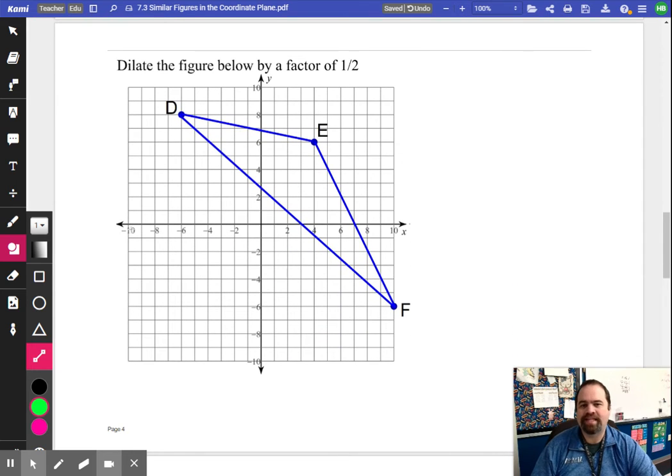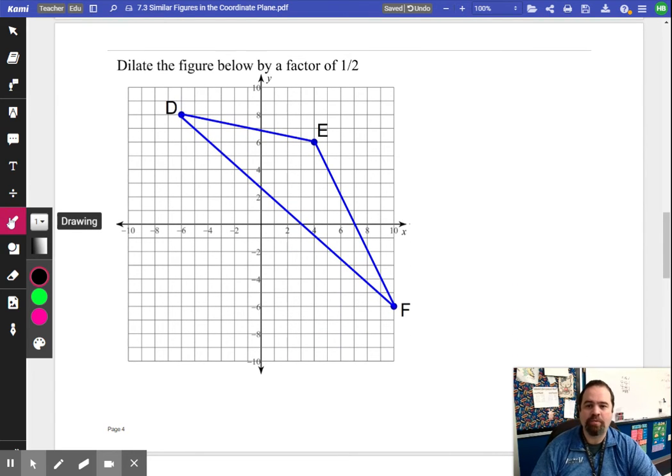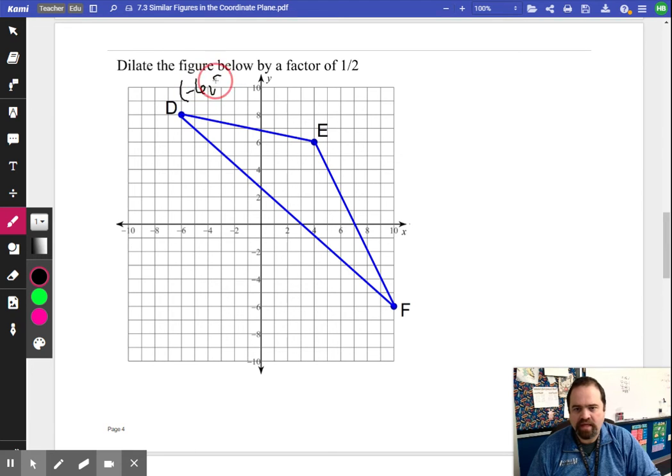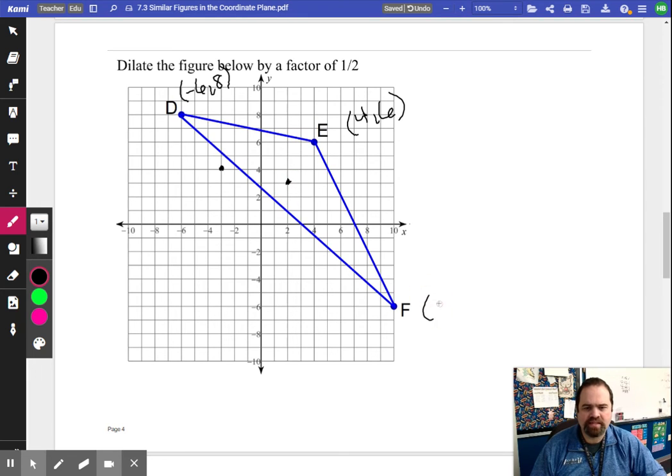Okay, next one. So we're going to dilate by a factor of 1/2, so it's getting smaller. So my point D is at -6, 8. So half of that, my new D is going to be at -3, 4. E is at 4, 6. So half of that is going to be at 2, 3. F is at 10, -6. So half of that is 5, -3. Whoops. I'm going to erase that guy.